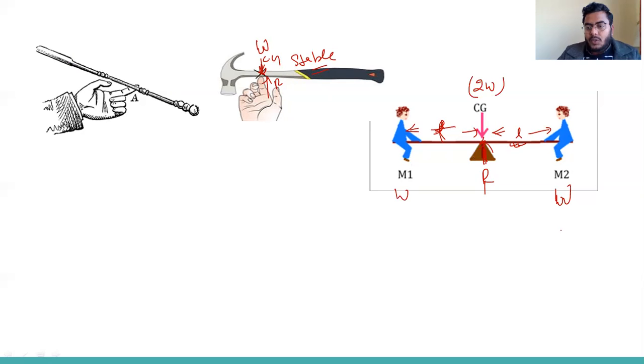But once you increase the load, like if some heavy person sits on this side, what will happen? The center of gravity will shift here, and this side will go down. Because of this, a couple moment is created, and the heavy person will go down, right.